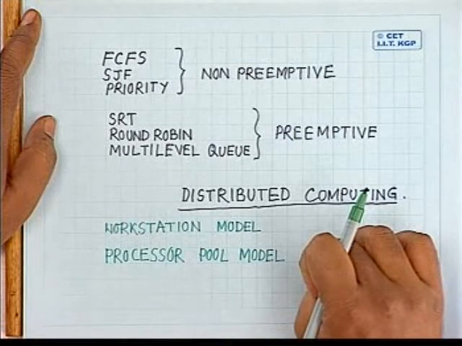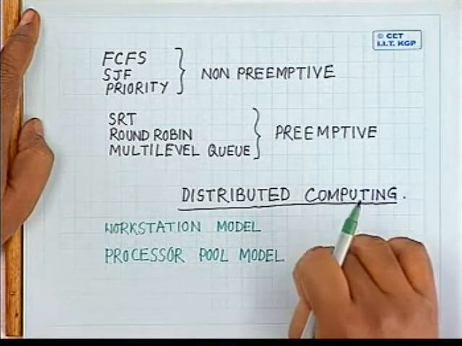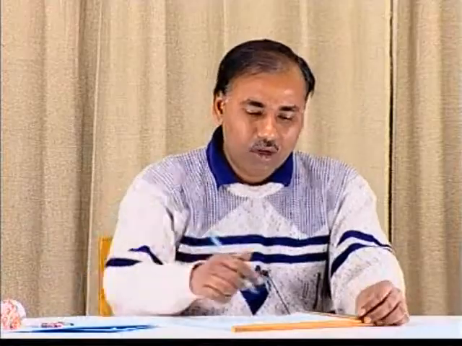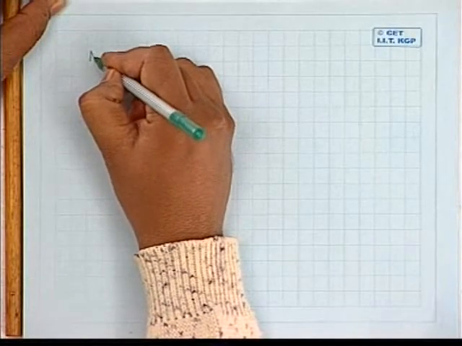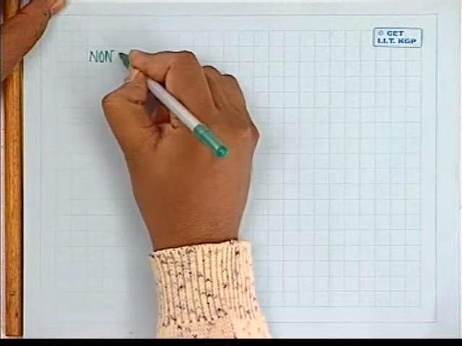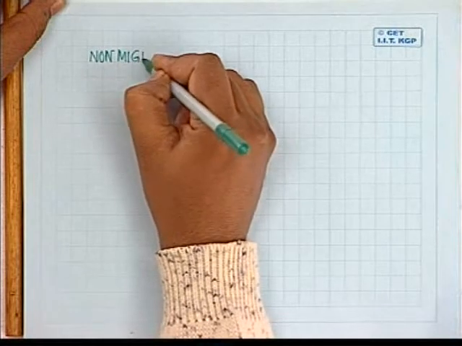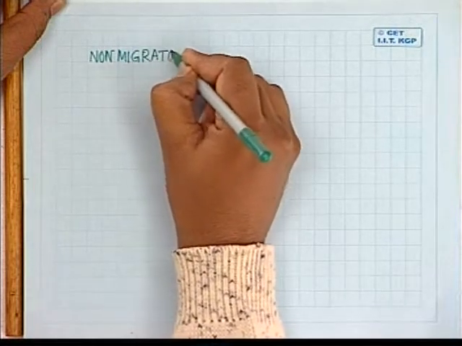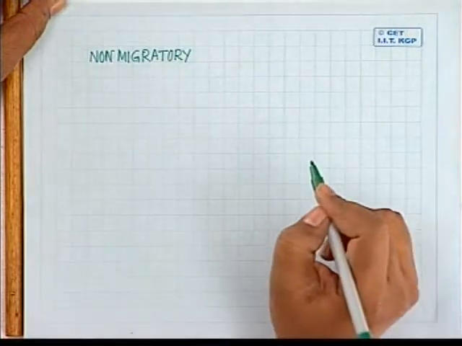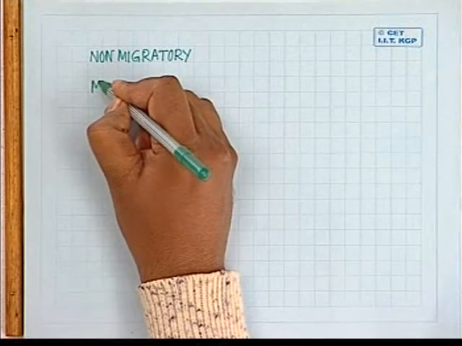Naturally, for these two types of models, the approach that you have to take for proper sharing of the CPUs has to be different. Now, when you come to this CPU allocation in the distributed computing environment, we can have two different types of allocation techniques. One is non-migratory. And the other is the migratory allocation technique.